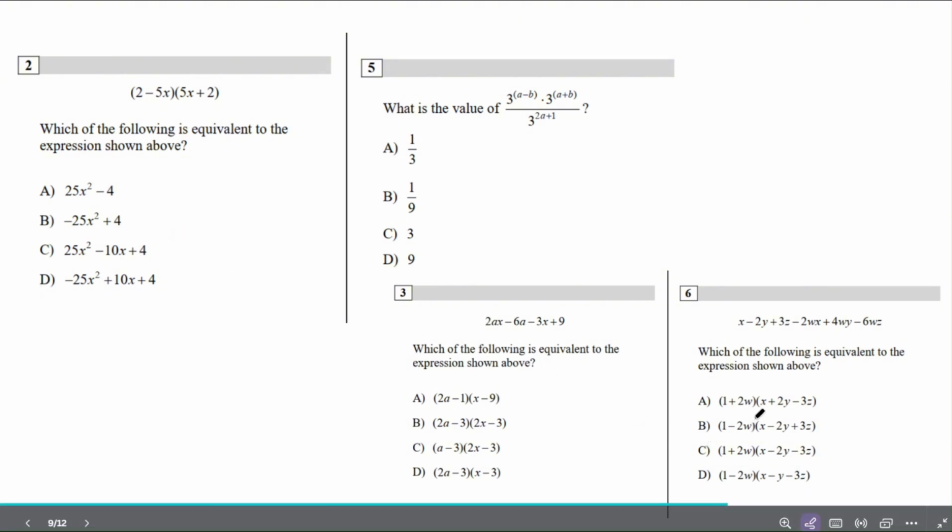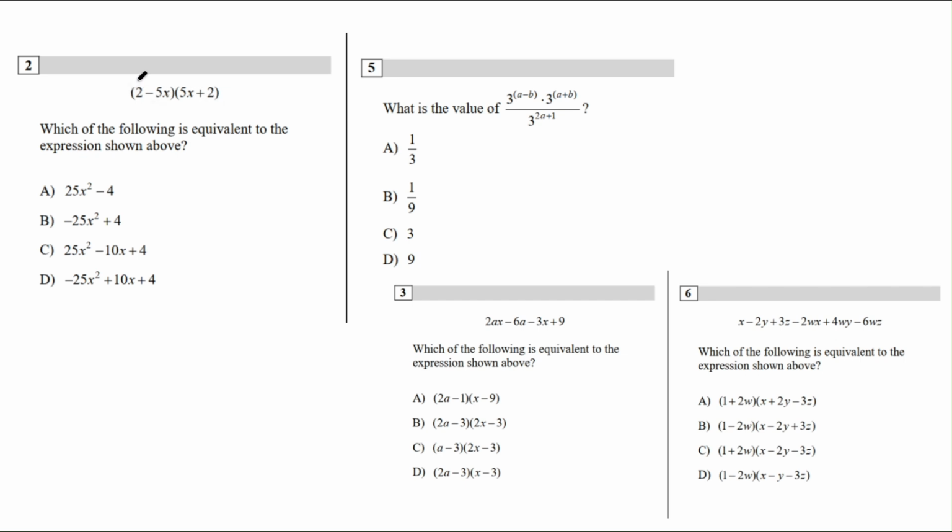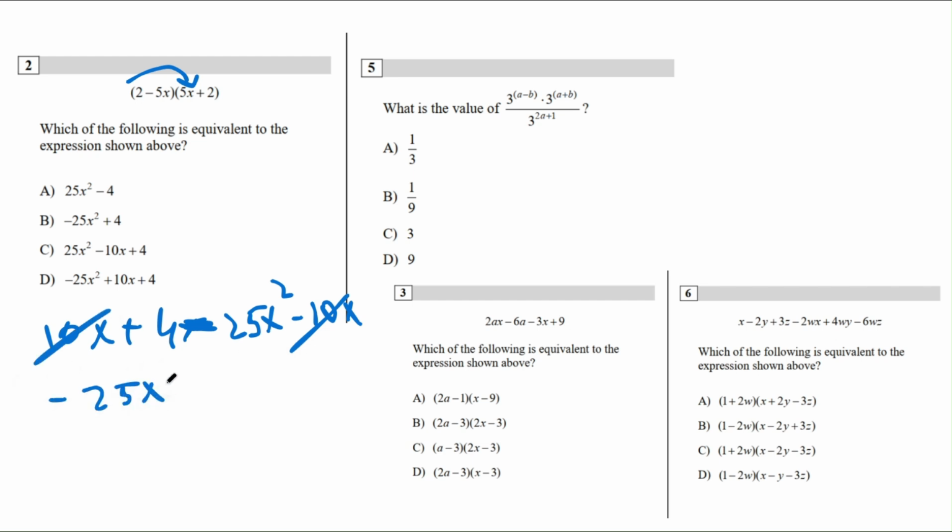Okay, let me show some of them. Basically, if you want to open them up, we'll multiply them: 10x, that will be 4x, sorry, just a 4, plus, sorry, minus, this is minus, because we're multiplying these two, minus 25x squared, then minus 10x. So if we try to simplify things around, this will cancel out. We'll be left with this equation, which is option B.